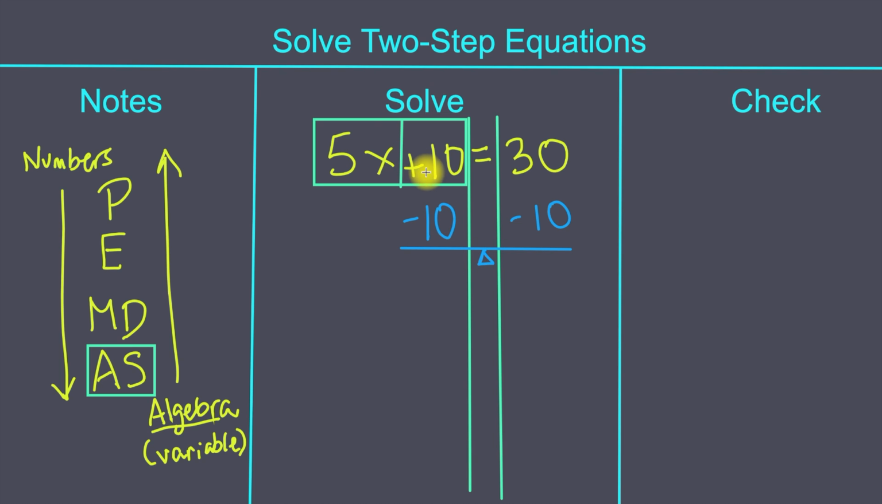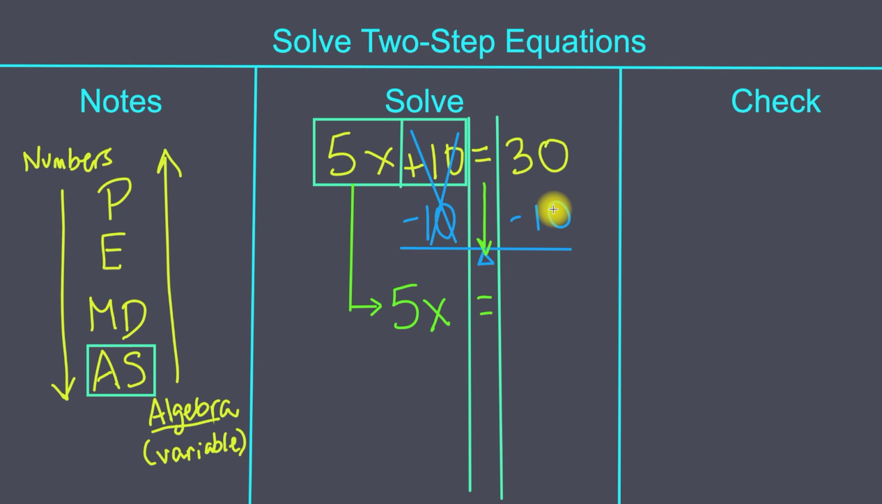So now that we have the plus 10 and minus 10, those will cancel out. I'll put a line to show that they cancel. And since they cancel, all I'm left with now on the left side is 5x. So I can bring that down. I can also bring down my equal sign.